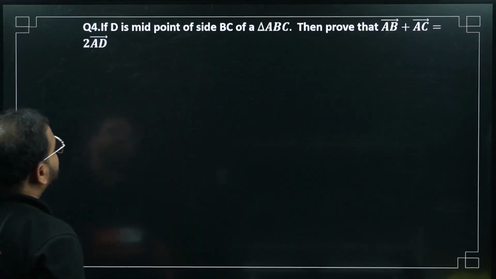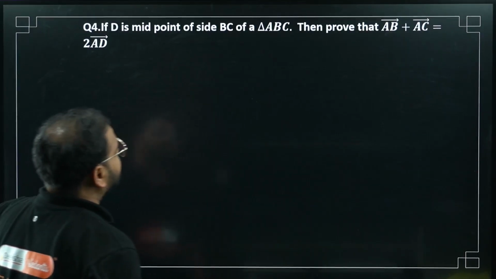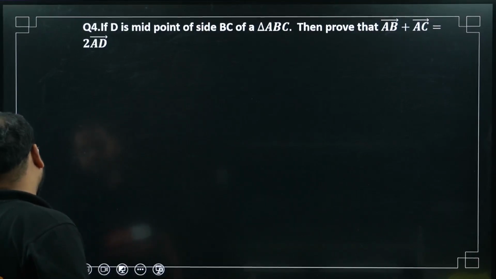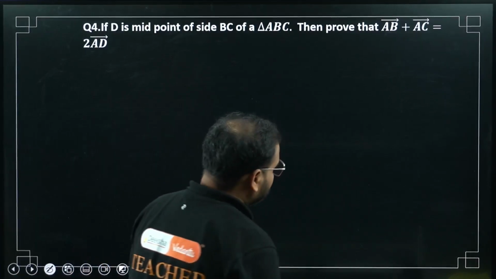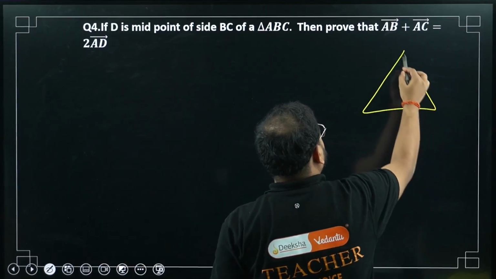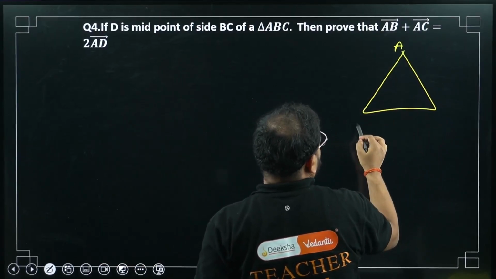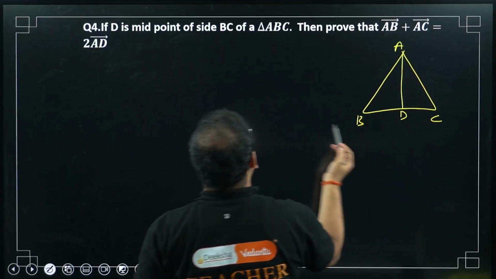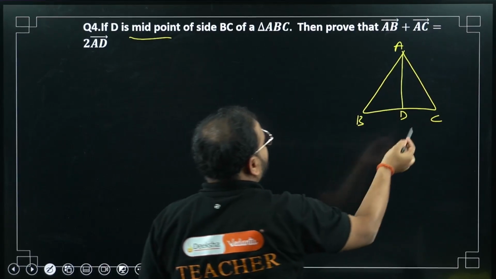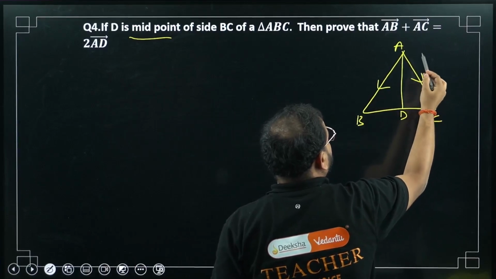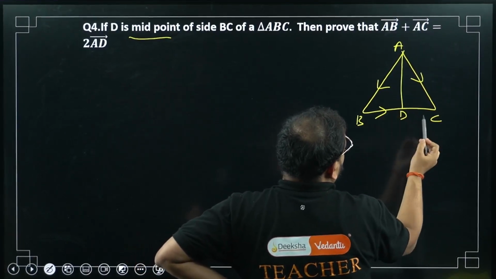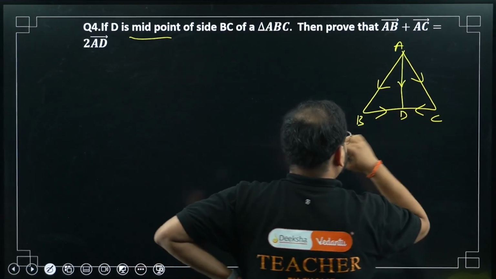If D is the midpoint of side BC of triangle ABC, then prove that AB plus AC equals twice of AD. How will I prove it? First, let's draw the triangle A, B, C. This is D, the midpoint. AB will look like this, AC will be this, and BD I can write like that. The triangle rule will apply here, and this is my resultant.